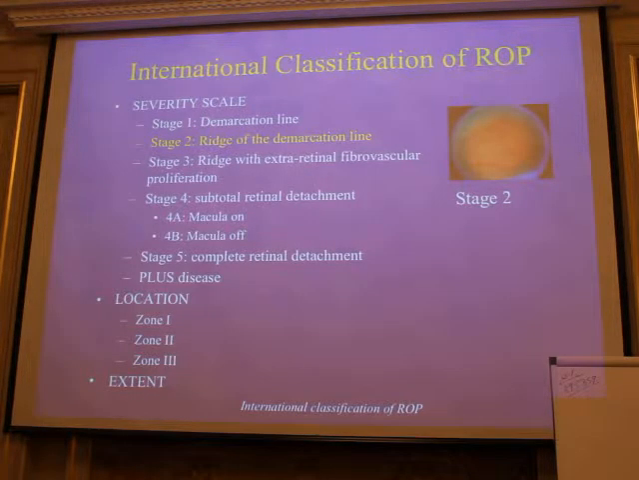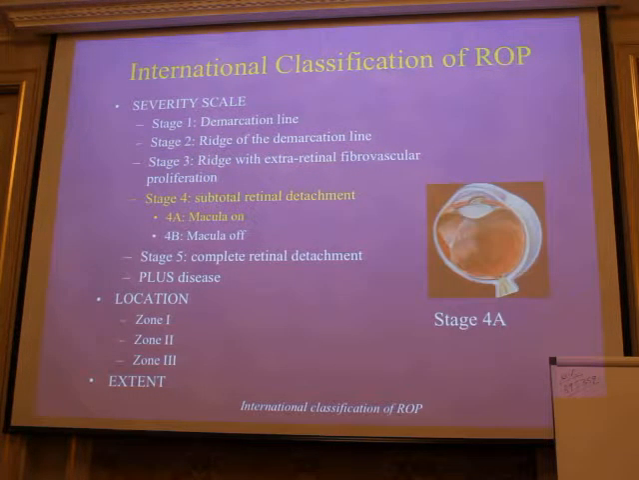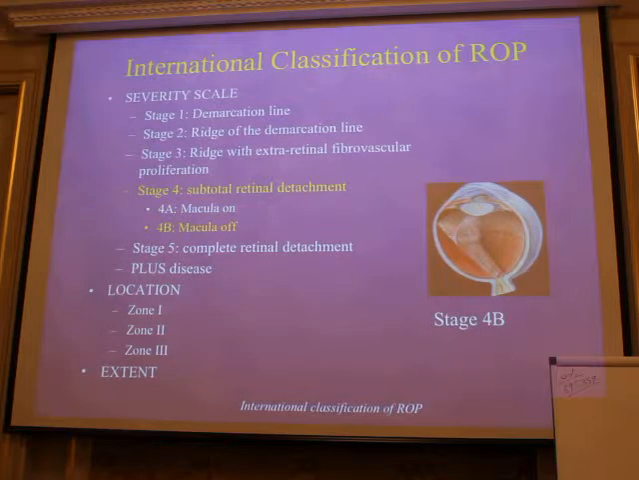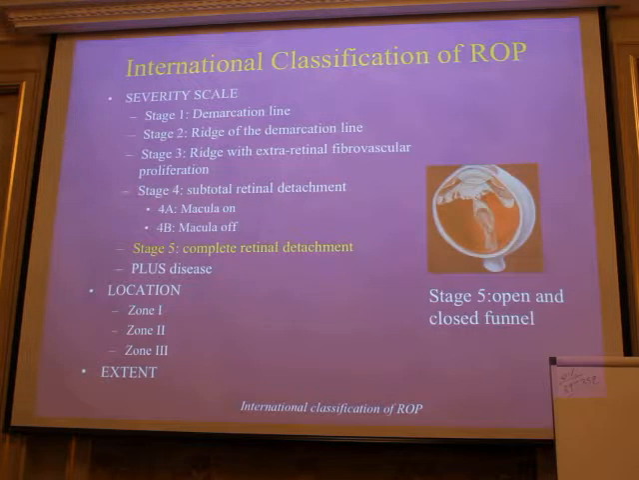So a slight elevation, which later on becomes a ridge with extraretinal fibrovascular proliferation, which later on becomes a macula-on detachment in stage 4A, leading to stage 4B macula-off detachment. And if you go on, it becomes stage 5 ROP, or complete retinal detachment, initially open and later on, as you see in this picture, a closed funnel RD.